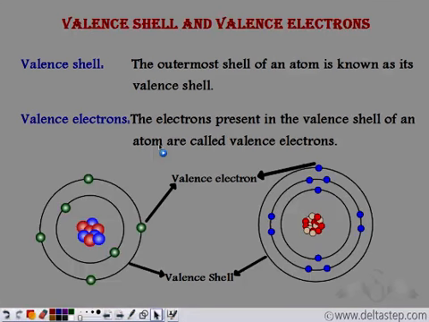Similarly, this atom has 3 shells. So the third shell, which is the outermost shell, is known as its valence shell. And this has only 1 electron in the valence shell. So this 1 electron is known as its valence electron.